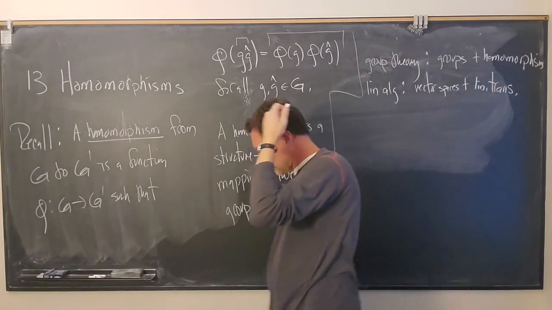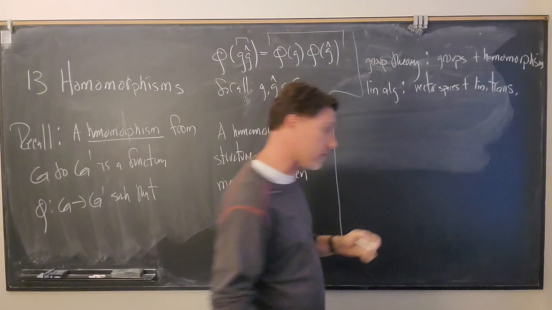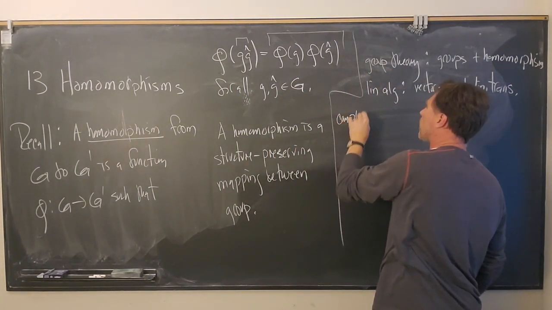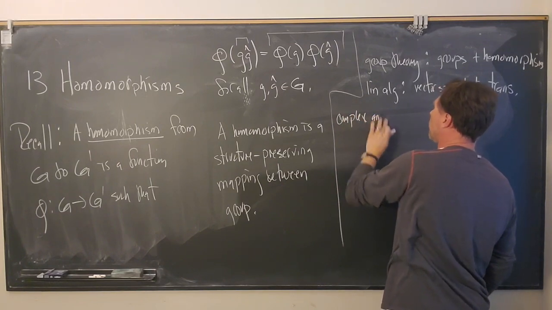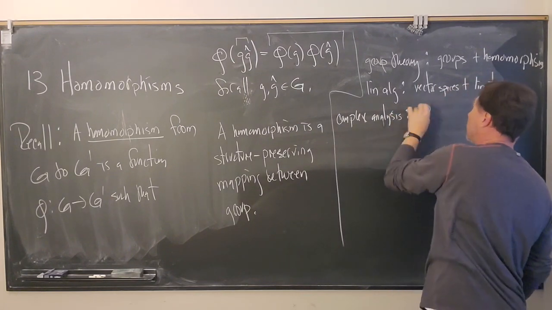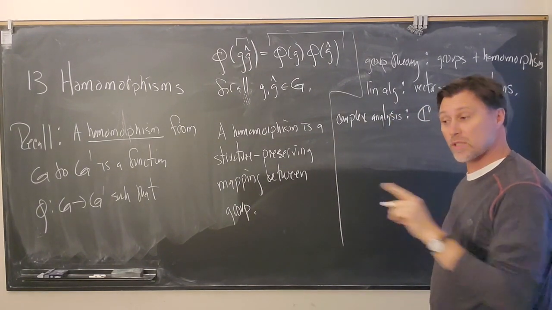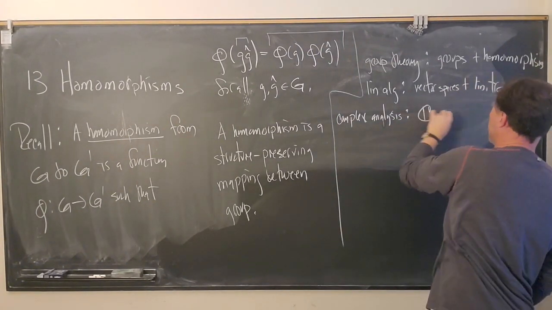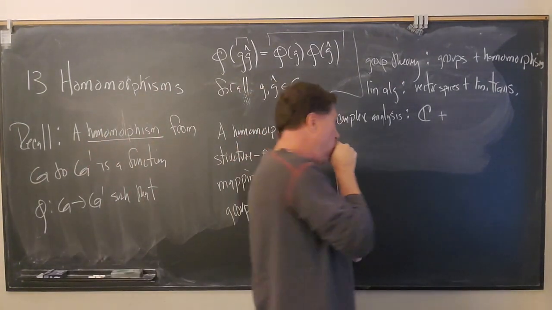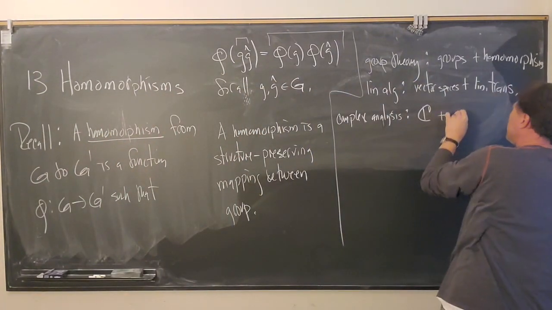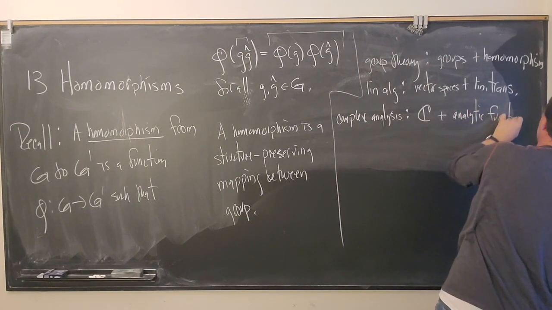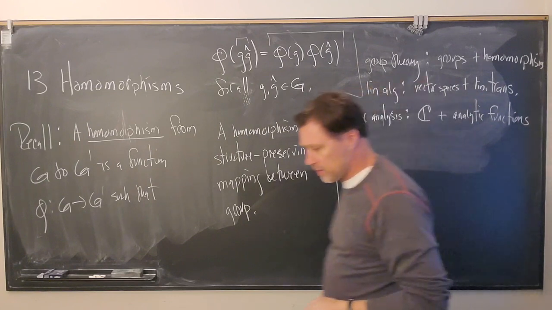Let's think about other classes that you may have taken. Complex analysis, maybe 408, 409. So in complex analysis, what do you study? Well, obviously you study complex numbers, but you also study the mappings that respect the complex structure. And what are those called? Those are called analytic functions.